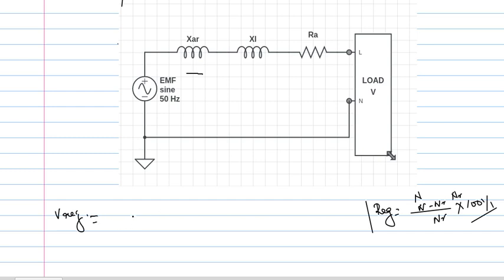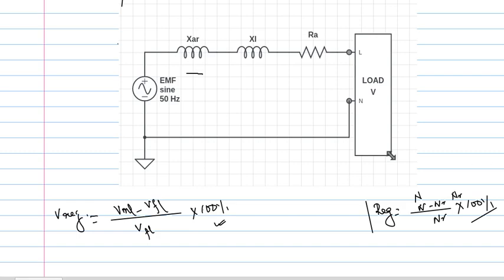So voltage regulation is nothing but V at no load minus V at full load, divided by the voltage at full load, times 100, in percentage. We are going to dip inside these equations as we move gradually through this theory part.